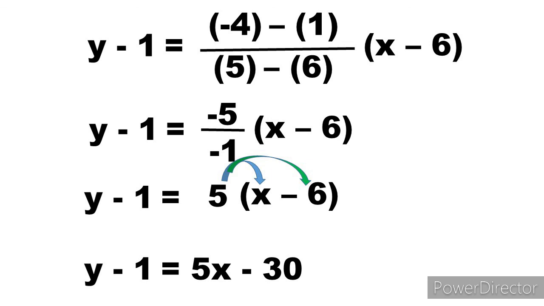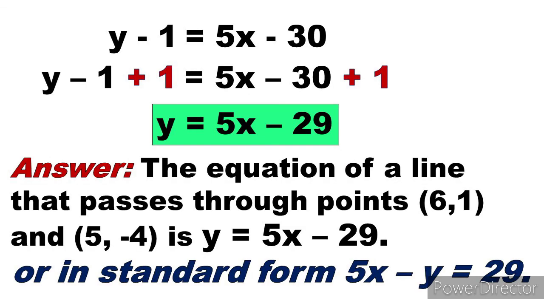So our new equation now is y minus 1 equals 5x minus 30. And the next step is to solve for y. Okay, to solve for y, isolate natin yung y sa my left side. Yung negative 1, ililipat natin doon sa my right side. Okay, we use the addition property of equality to solve for y.